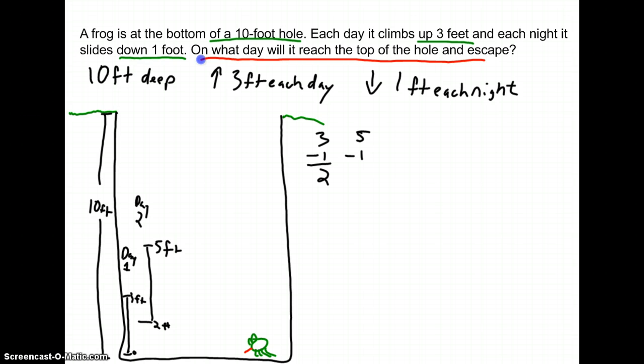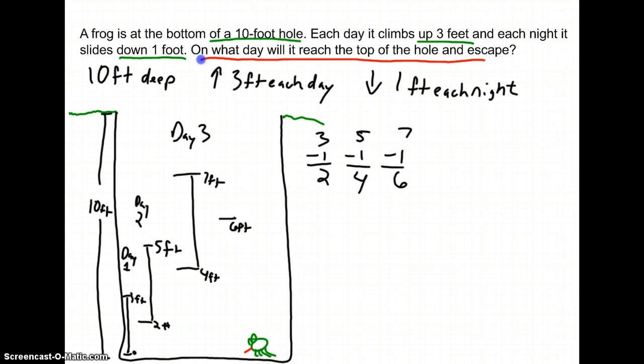But then we have to slide down 1. So we start at 4 for day 3. So we're going to go up 3 feet. And at the end of day 3, we're going to be at 7 feet. So this is day 3. And then we're going to slide down 1 more foot. So we're going to start at 6 feet for day 4. Then we're going to go up to 9 feet at the end of day 4.